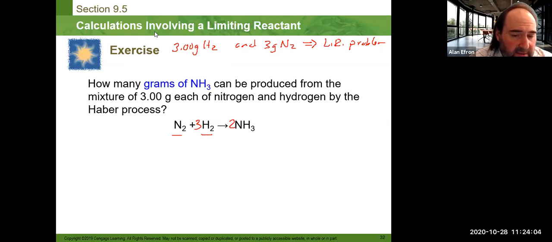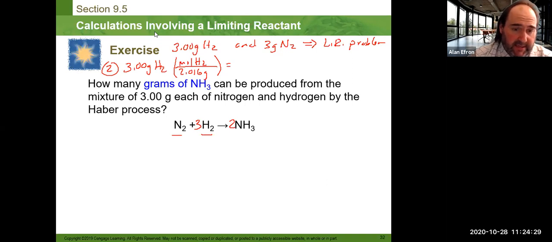What we're going to do is convert both of these grams into moles. So really step number 2, we could do the same deal. We're going to take 3 grams of hydrogen. We're going to go to the periodic table and get hydrogen's molar mass. So that is 2 times 1.008. That's going to give us 2.016 grams per mole of H2. And that will get us 3 divided by 2.016. Going to give us 1.49 moles of hydrogen.